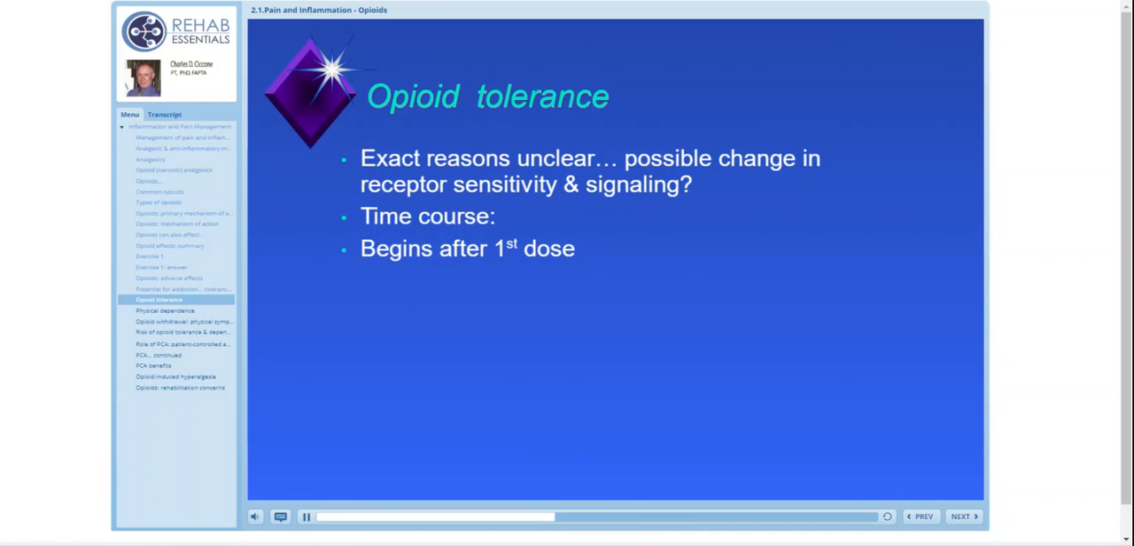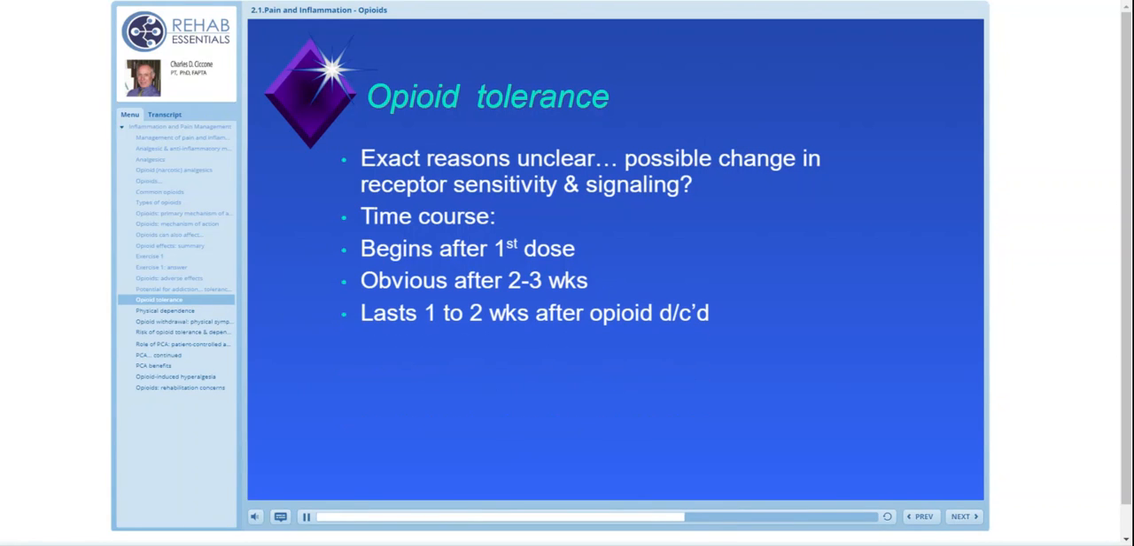The time course, however, is pretty predictable with opioids. It actually begins after the first dose, but it's not noticeable. And if a drug is going to be used for only a few days, it probably will not be noticed. But it becomes obvious after about 2 to 3 weeks at high dose. Short term, less than that, again, probably not going to be a problem. And it lasts about 1 to 2 weeks after the drug is discontinued.